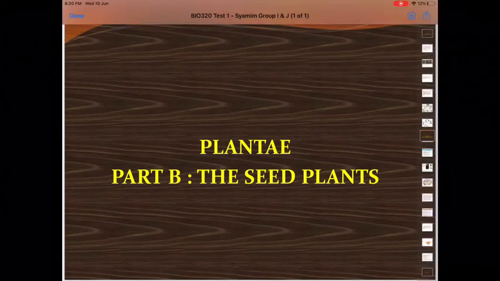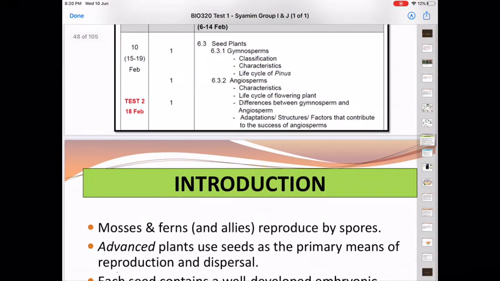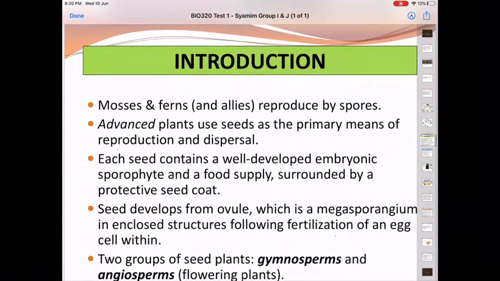We continue the lecture with the seed plants. Basically, these seed plants consist of angiosperms, which are the flowering plants, and also non-flowering plants, also called gymnosperms. So we will cover the classification, the characteristics, and the life cycle for both of the plants.